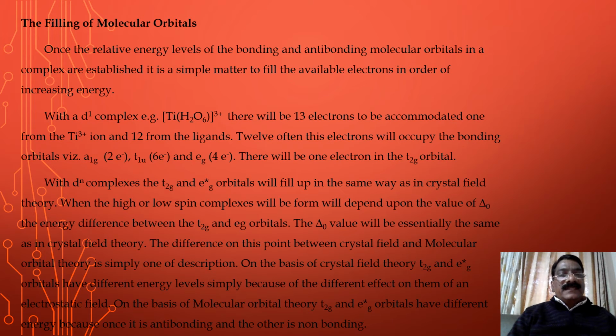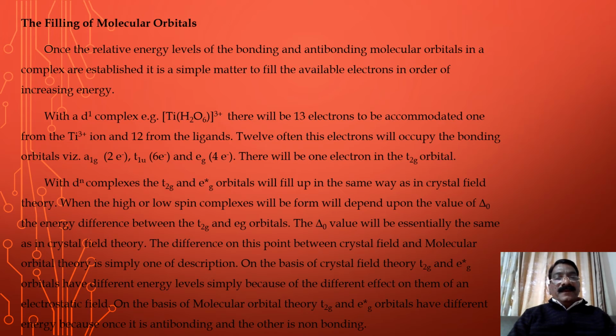With a dn complex, the t2g and eg* orbitals will fill up in the same way as in crystal field theory. Whether a high or low spin complex will be formed depends upon the value of delta O, the energy difference between t2g and eg* orbitals. The delta O value will be essentially the same as in crystal field theory.